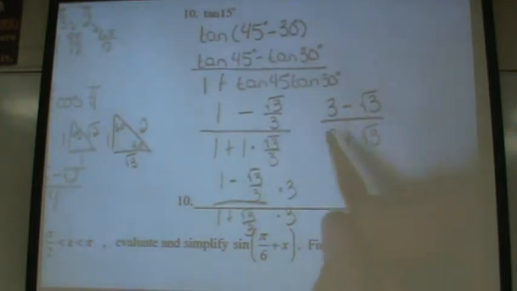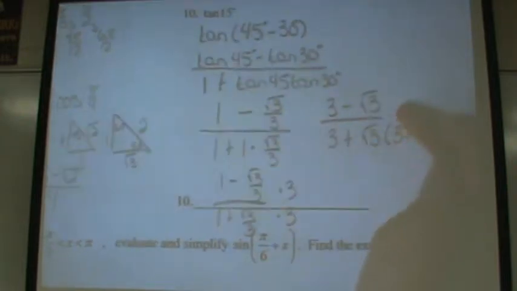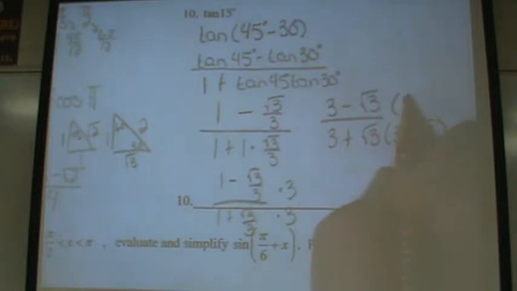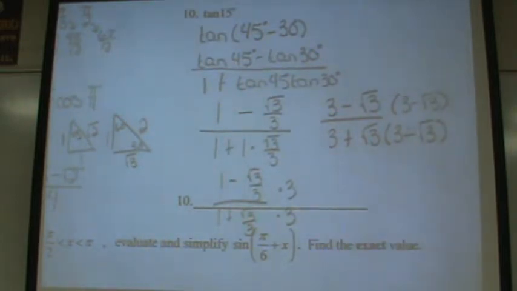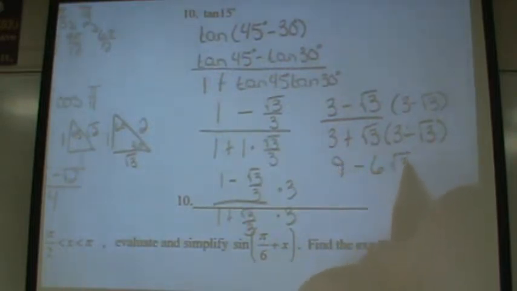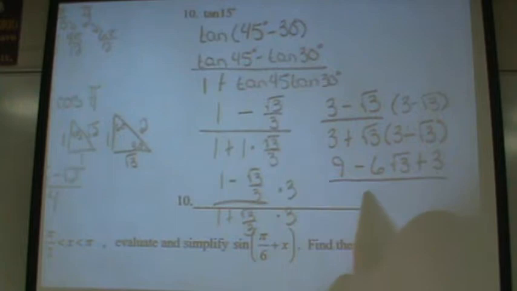Now we want to rationalize that denominator. In order to rationalize the denominator, we're going to multiply by the conjugate. The conjugate of 3 plus root 3 is 3 minus root 3. So we're going to FOIL this, and on the top, you're going to end up with 9 minus 6 root 3. And then negative root 3 times negative root 3 becomes plus 3. And then that's all going to be over 9.